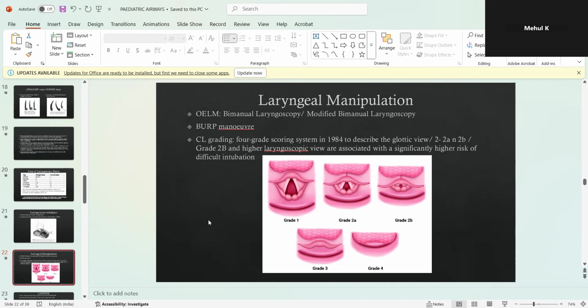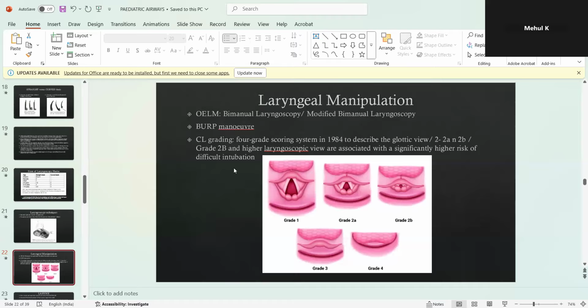Modified bimanual laryngoscopy is when you take your assistant's hand, with consent of course, and put it on the patient's thyroid cartilage and use their hand to manipulate the larynx and achieve a proper glottic view, and ask them to maintain that level of manipulation and quickly intubate the patient. You actually save a lot of time, and BURP is not a standard practice. What is practiced now is optimal external laryngeal manipulation.